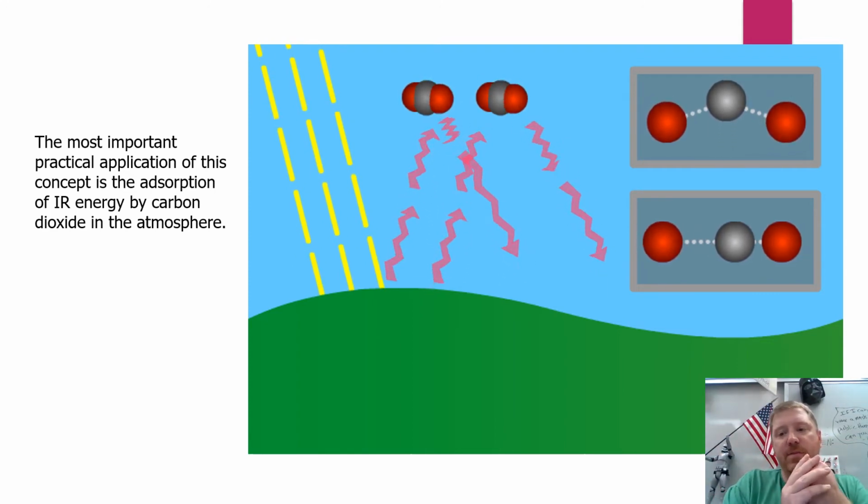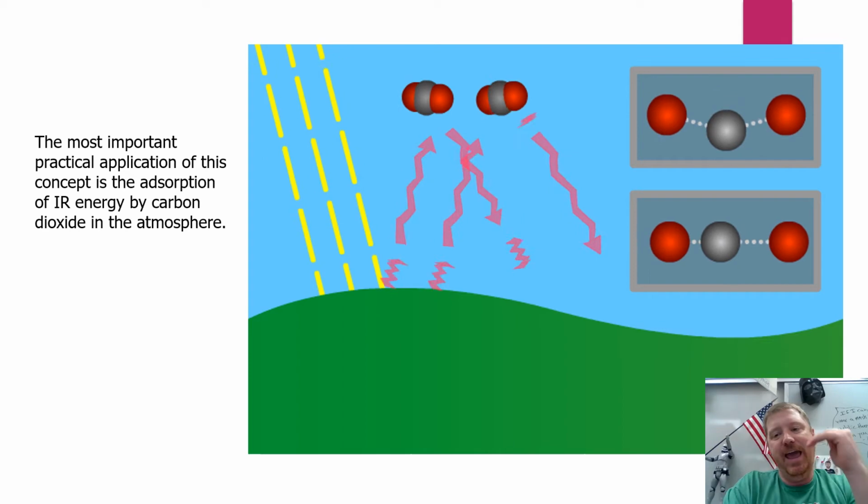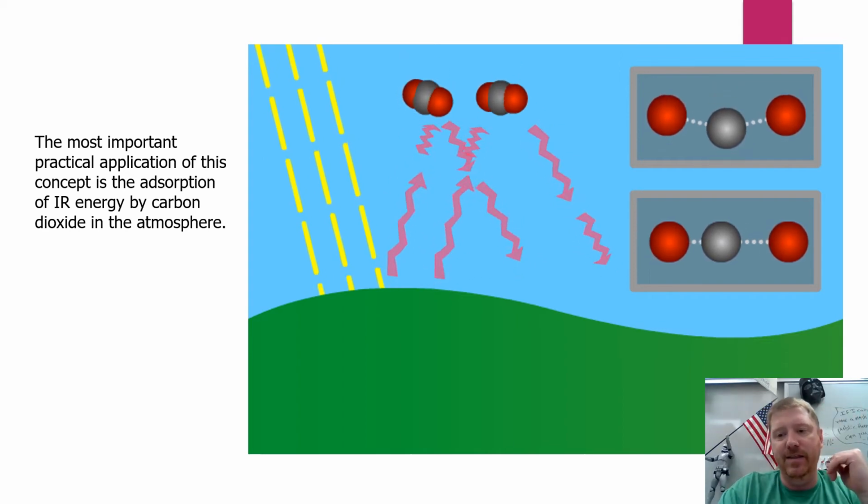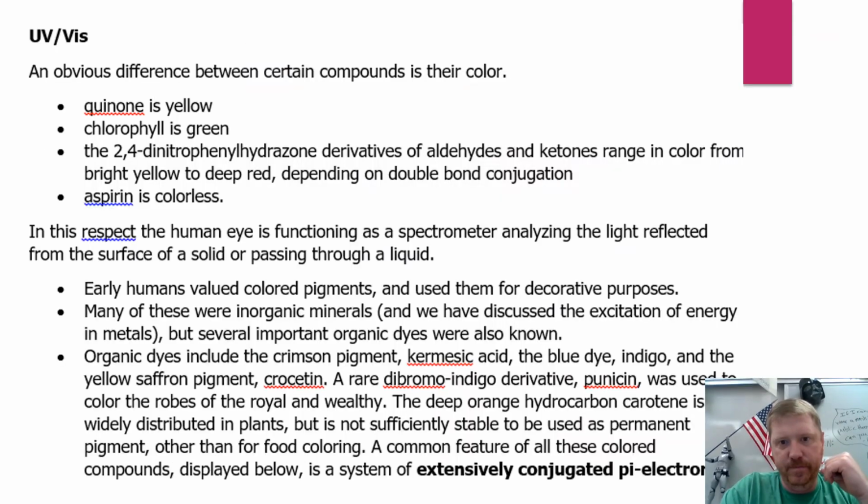And so we have almost like this blanket layer that's capturing the energy and helping keep it on the planet. So that's great. And then we have UV. This is your ultraviolet and visible.